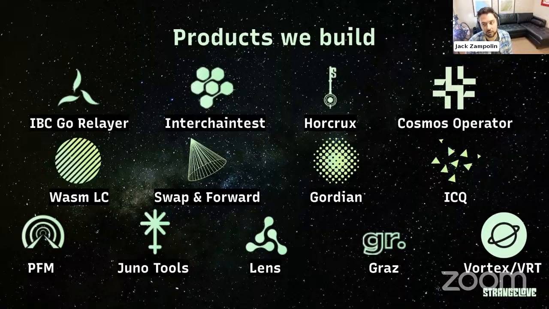Swap and forward middleware for Duality, along with packet forward middleware, which currently underlies the best user experiences in IBC, brought to you by Skip, TFM, and Squid. We're also building Gordian, which is a re-implementation of the Tendermint consensus protocol. That project is just coming out of stealth, and if you're interested, happy to chat more about it at a different point. Interchain queries, Juno tools, Lens, Gratz, and Vortex, which is a framework for spinning up large clusters of Tendermint and Comet nodes in many different cloud environments to do complex testing scenarios.